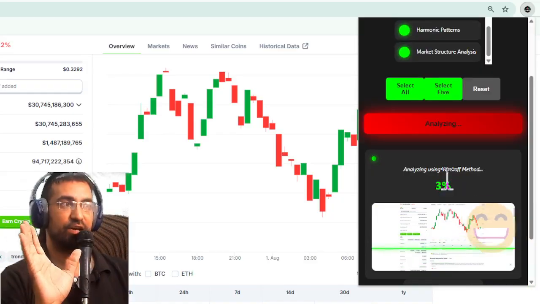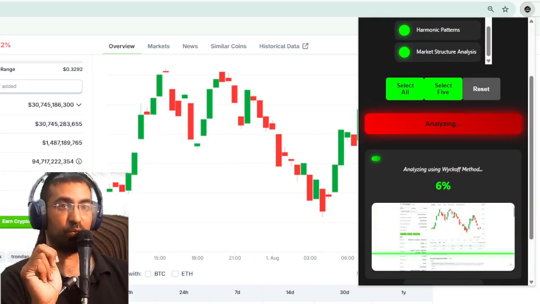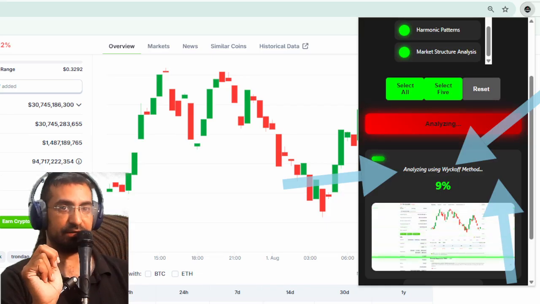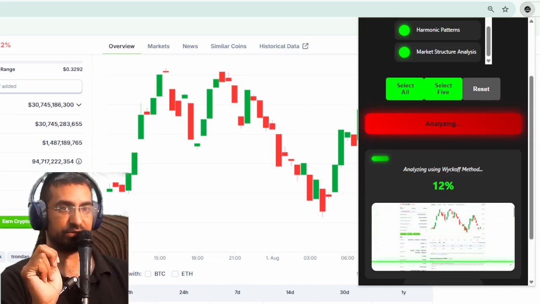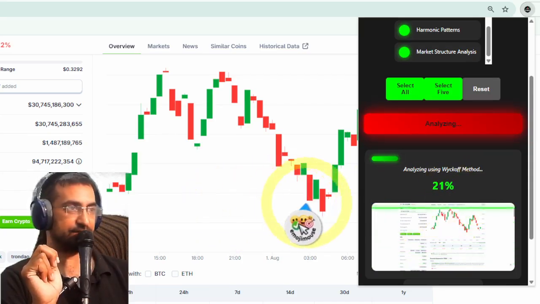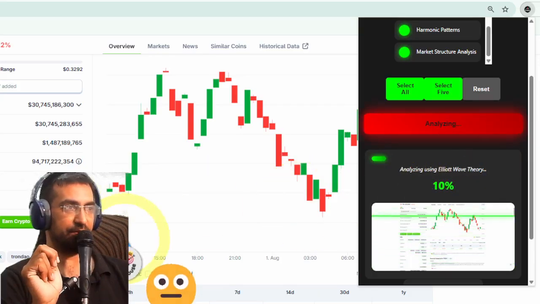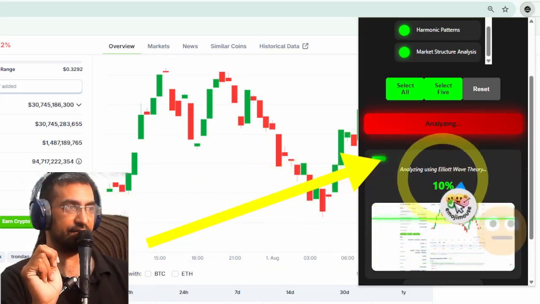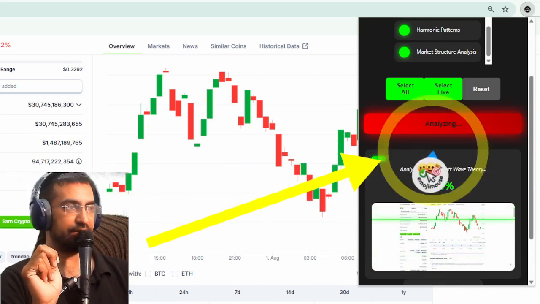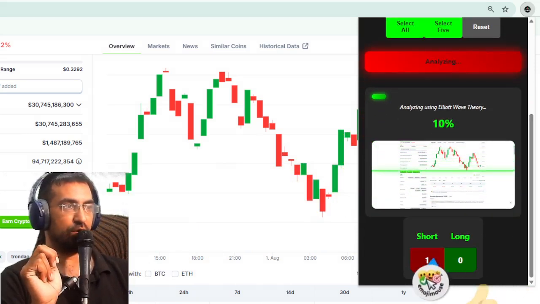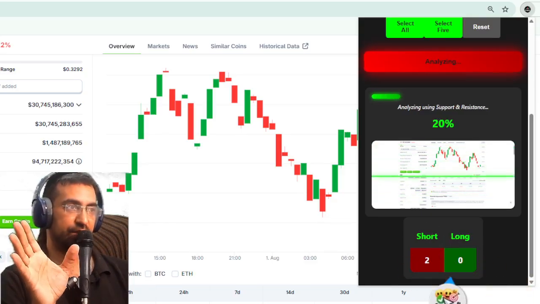So as you can see, right now it's analyzing using the Wyckoff method. So we're starting with that. After the Wyckoff method, of course, it's going to go on to the next method. Let's see what it selects. Okay, Elliott wave theory. So here we are. It's already done that. Now, if you scroll down a little bit, you'll find that you're able to look at the scores of what's going on, what each AI method is saying.